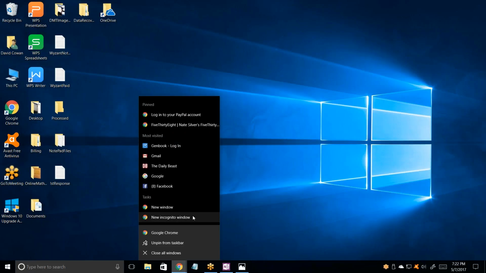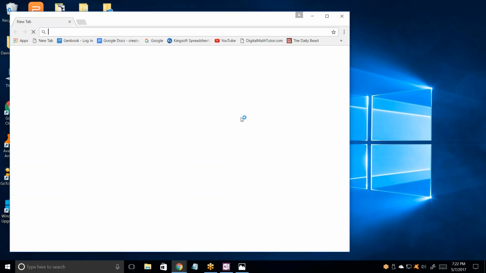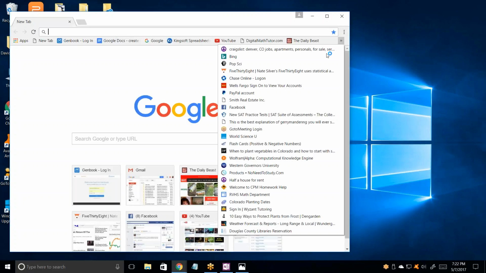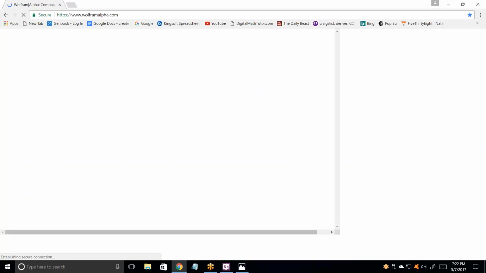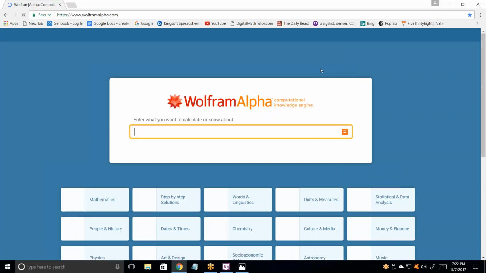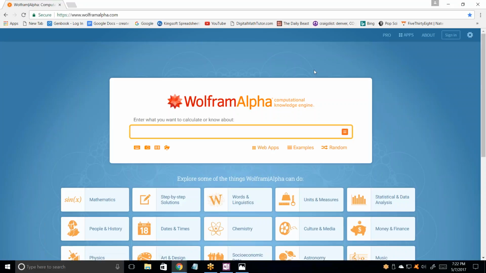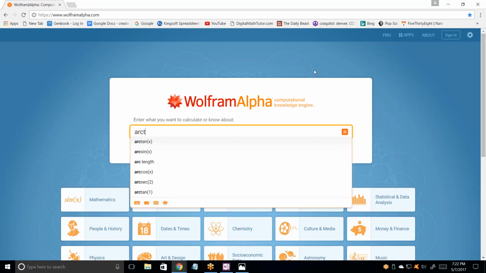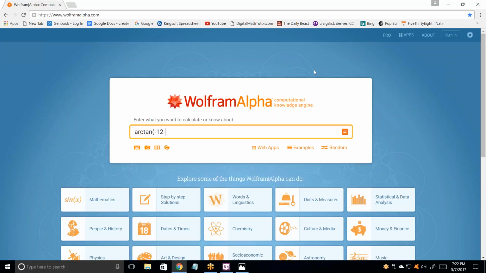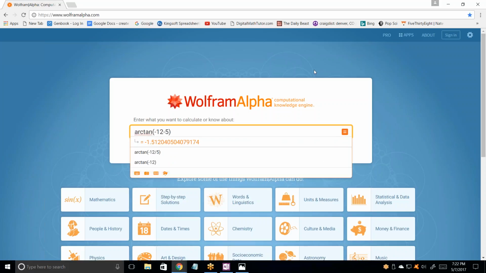Wolfram Alpha. And I can only advise you to use Wolfram Alpha as much as possible. It's actually better than a calculator, and I'll show you why. It tells you exactly what you put in. So I'm doing arctan of minus 12 divided by 5, correct?